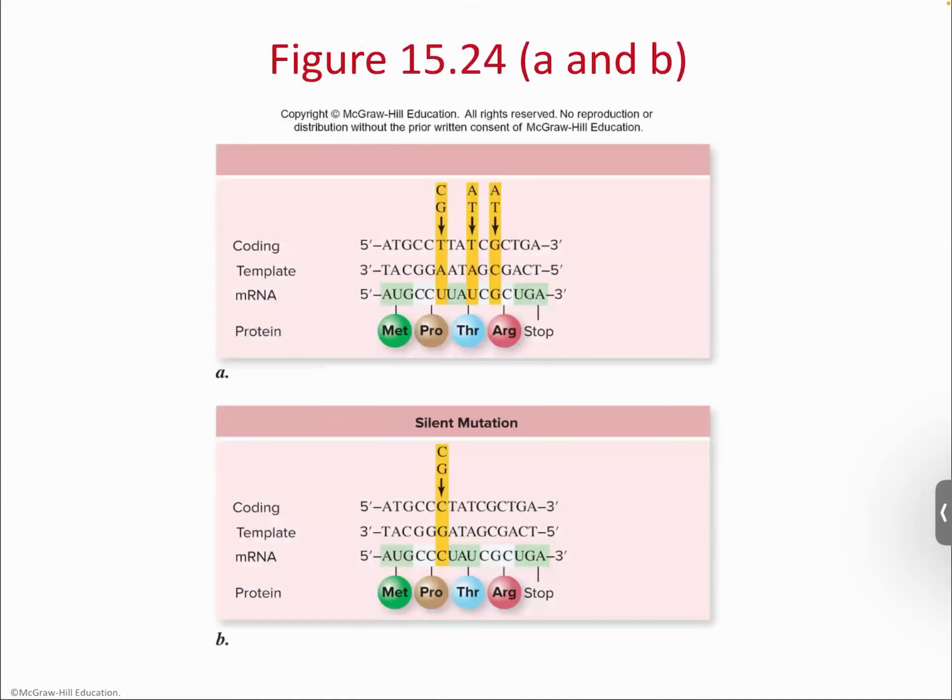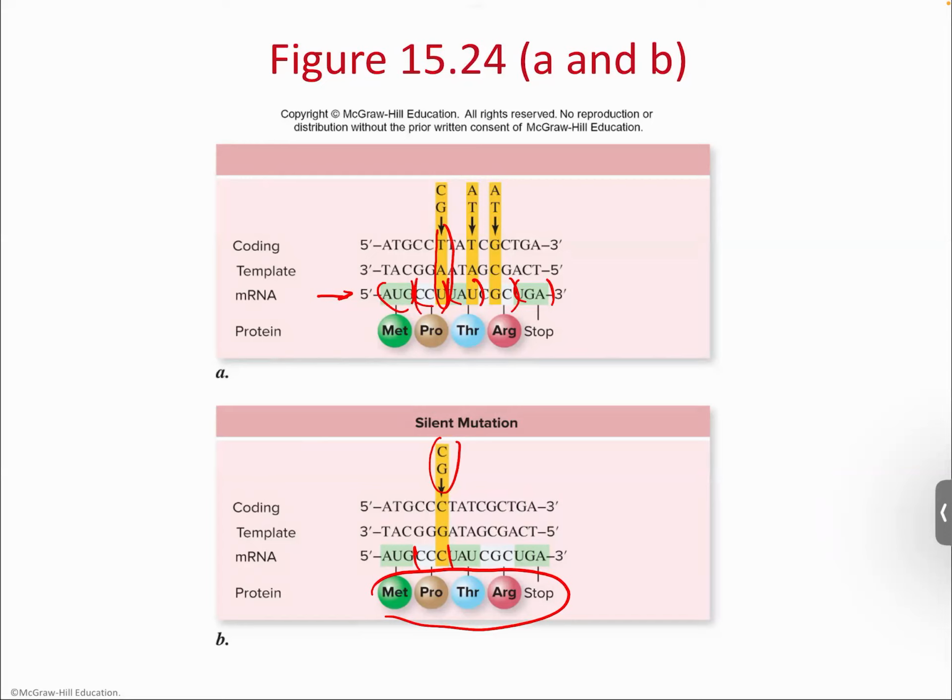So this is what it looks like. So here's your normal, and here you can see they're using the coding and the template language here. So here's your mRNA. You can see you've got AUG, CCU, UAU, CGC, UGA is your stop. And then what they're going to do is a series of changes here. So the first thing they're going to do is this CG one right there. So this is going to be a silent. So if you notice, it's going to go from CCU to CCA. Both of those encode a proline. So even though you get a mutation, you actually don't get anything in the protein. It's still methionine, proline, threonine, arginine. Okay, so nothing happened there.